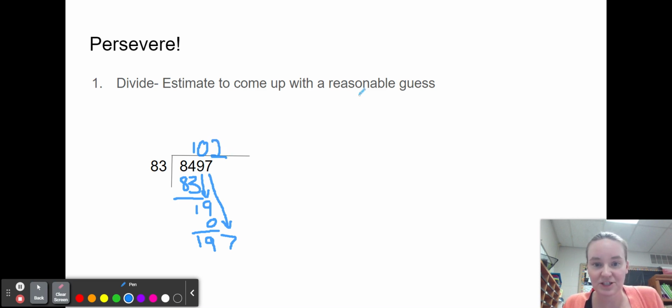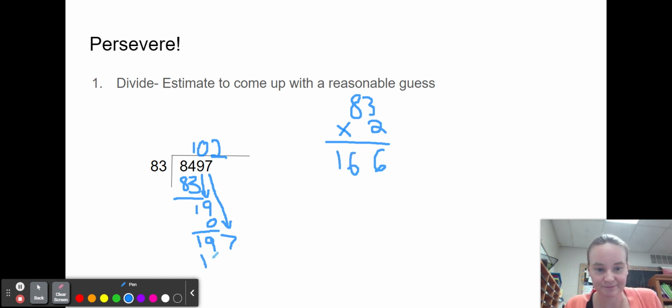Okay, so I just have to multiply 83 times 2. 2 times 3 is 6. 2 times 8 is 16. 166. Now I just have to subtract, and I get a remainder of 31.